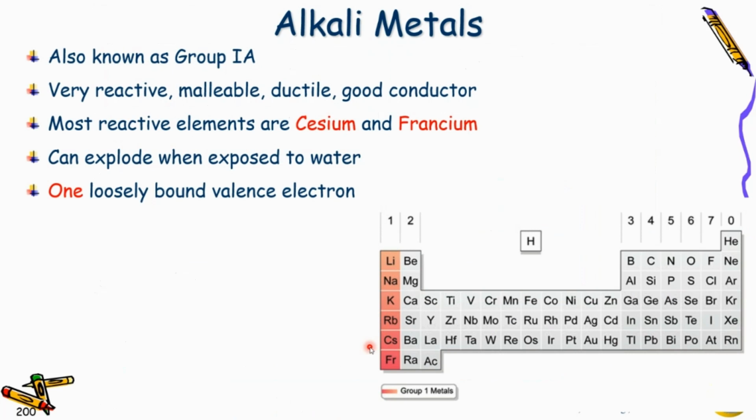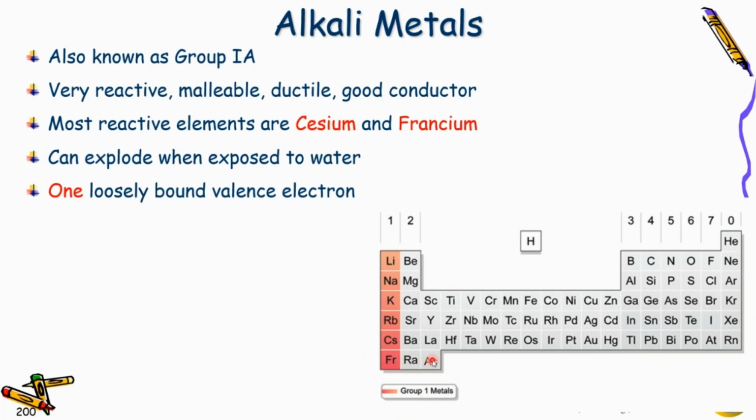Okay, so now let's introduce the periodic table column by column. The first column is called the alkali metals, in group 1. It's lithium, sodium, potassium, etc. It's very reactive, malleable, ductile, and a good conductor. The most reactive elements are cesium and francium. The cesium is here and francium is here.